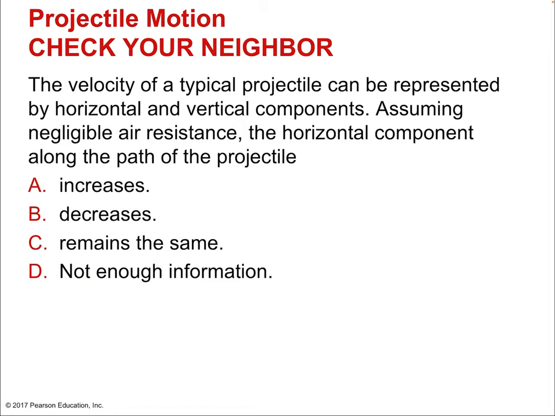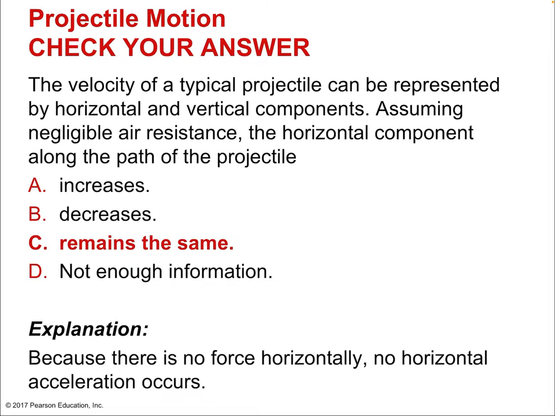Assuming negligible air resistance, the horizontal component along the path of the projectile increases, decreases, remains the same, or do we need to know more? Well, which is it? It remains the same. No force in the horizontal direction, okay? Which means no acceleration, which means no change in velocity.